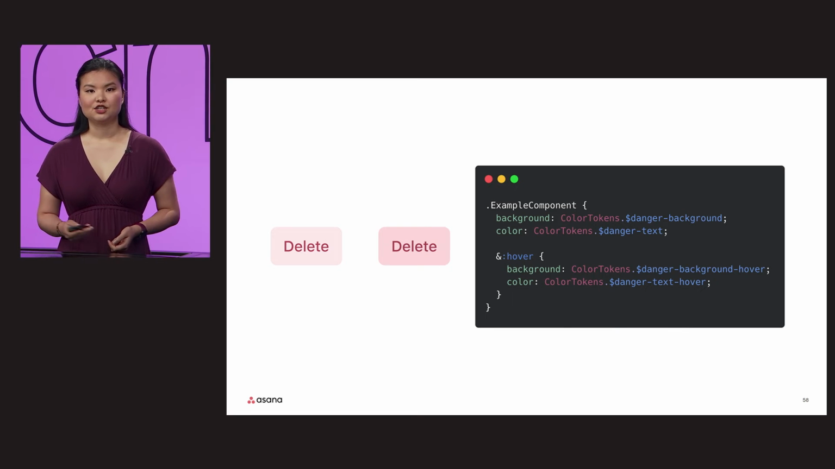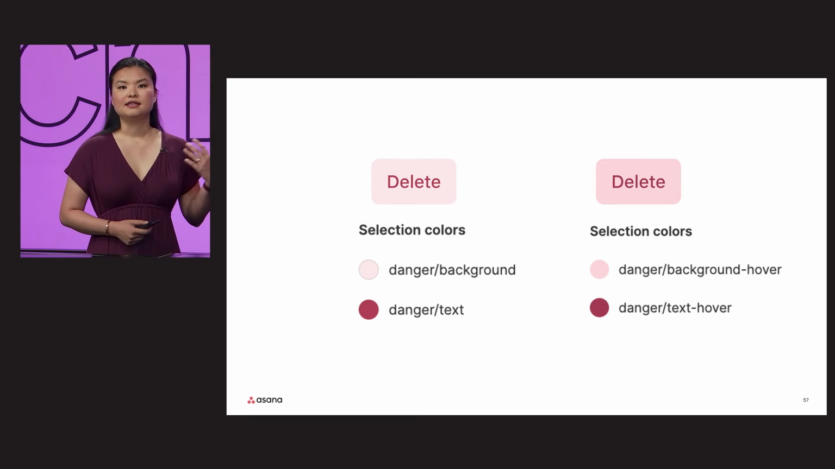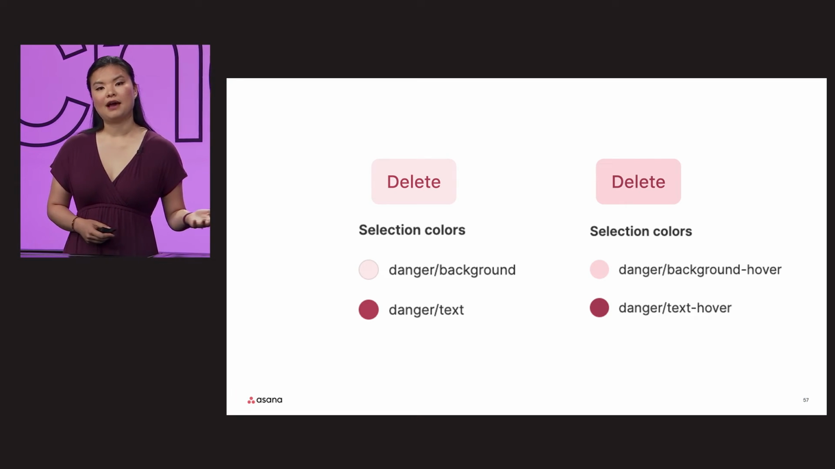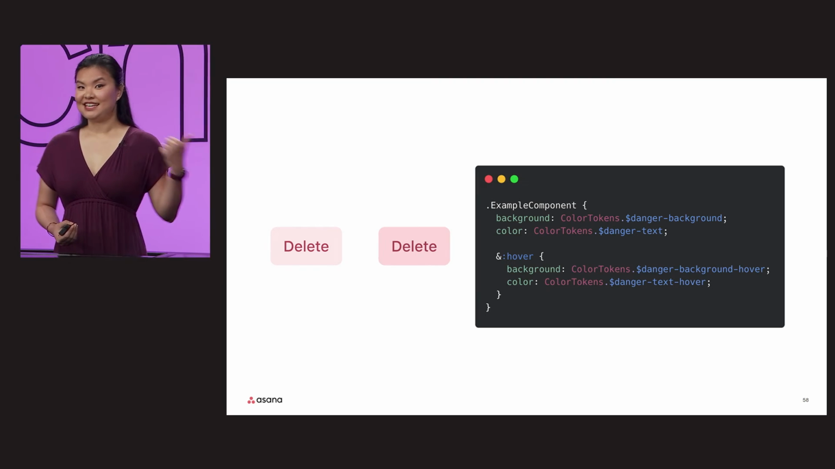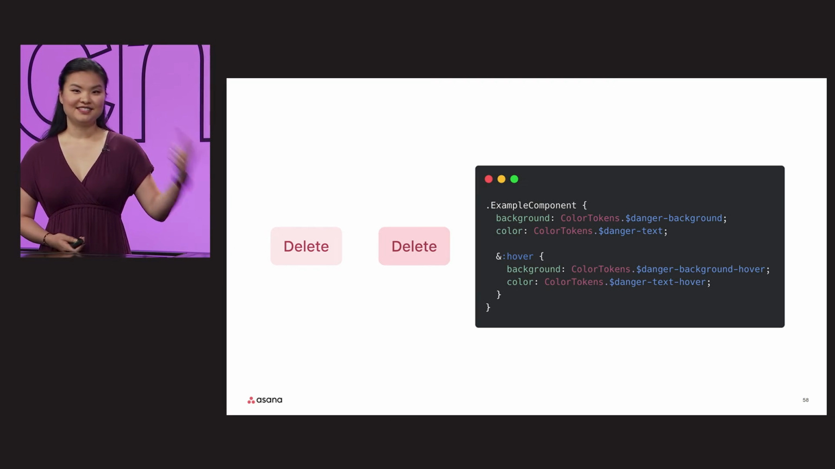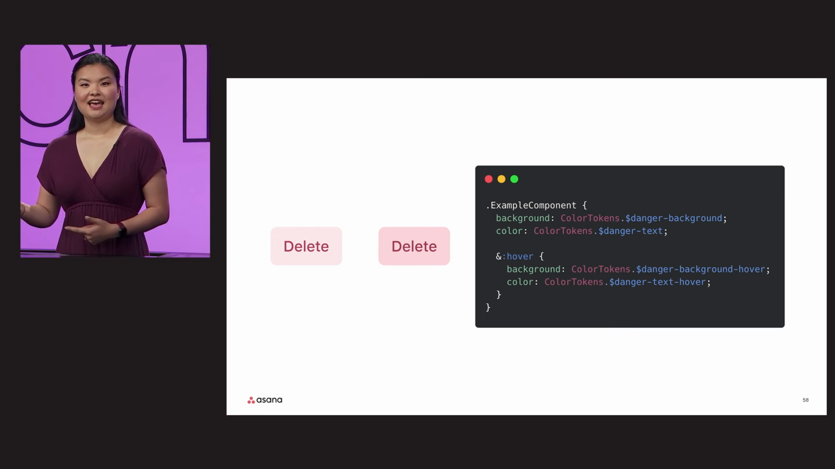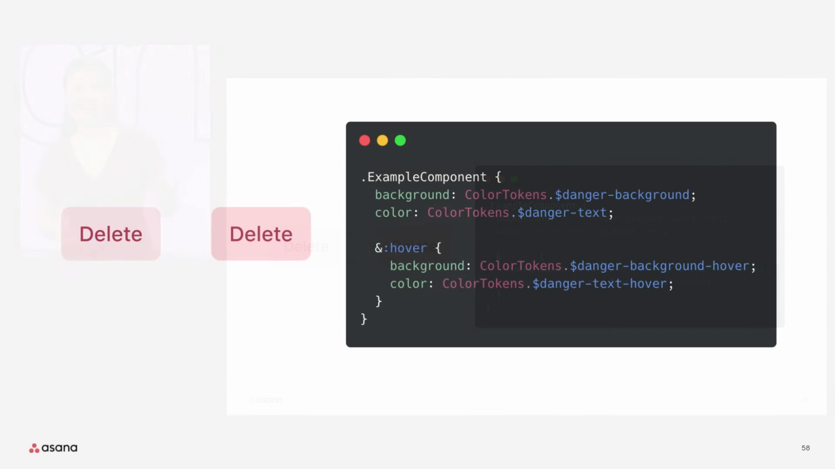And for the hover interaction, we would use the danger background hover token for the background and the danger text hover token for the text. This is then handed off to the engineer to build. They would use the danger background token for the background and the danger text token for the text. And for the hover interaction, they would use the danger background hover token for the background and the danger text hover token for the text.